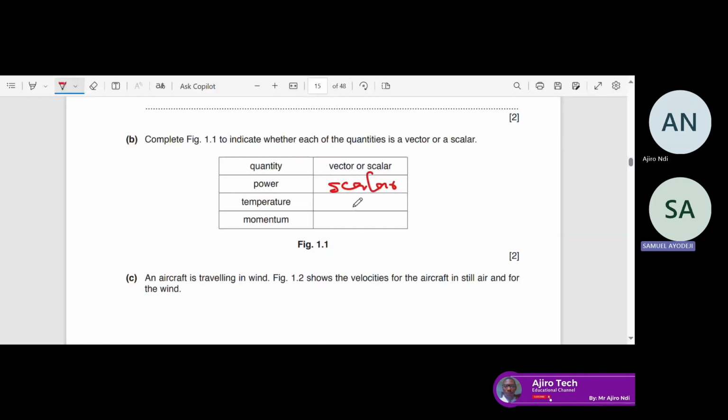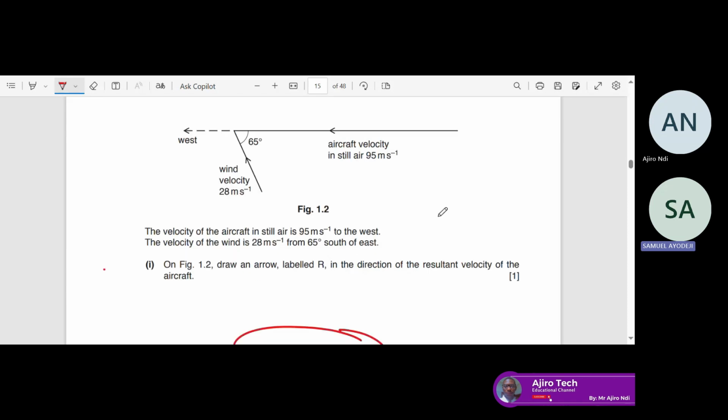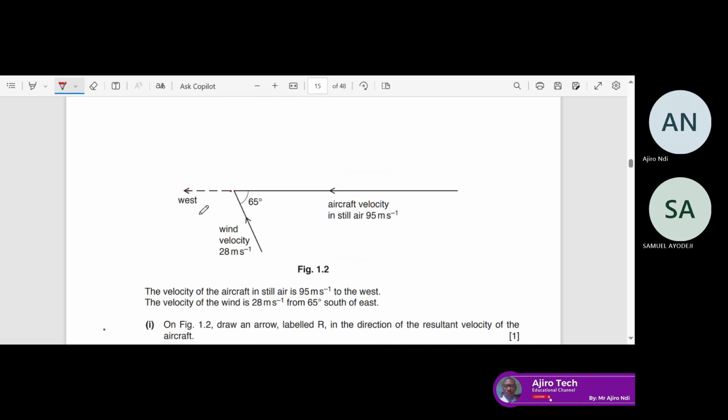Now you need to understand this kind of question, this kind of concept. An aircraft traveling in wind. This shows the velocity of the aircraft and the air, the wind. Look at this. This is the aircraft moving, and the air is pushing it. For instance, let's say this wind pushes the aircraft. How is it going to push the aircraft? This aircraft is going to bend like this.